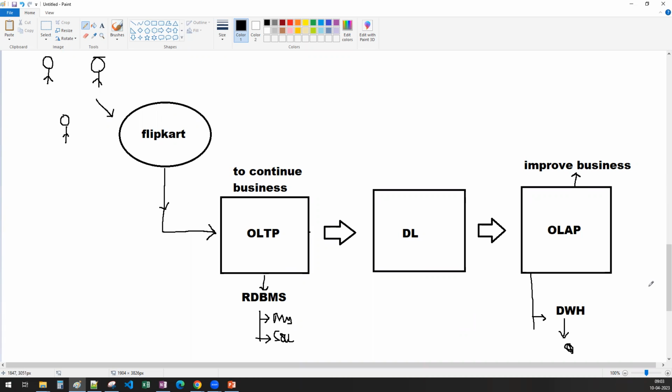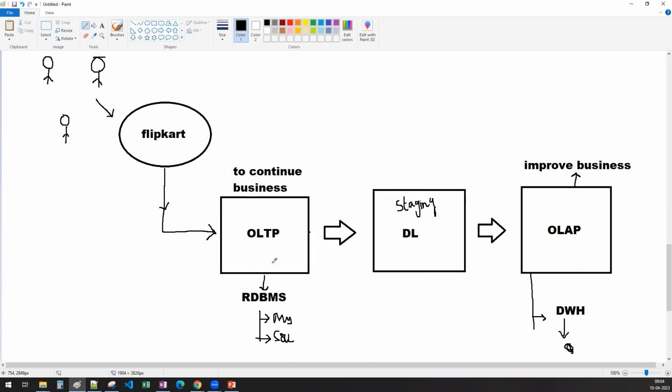Okay, so this is the flow. The main intention of OLAP is to improve your business. That can be achieved with the help of analyzing the data, where you are going to read complex queries. Once you have an OLTP as well as an OLAP, some people call the middle layer a staging area, and some people call it a data lake.